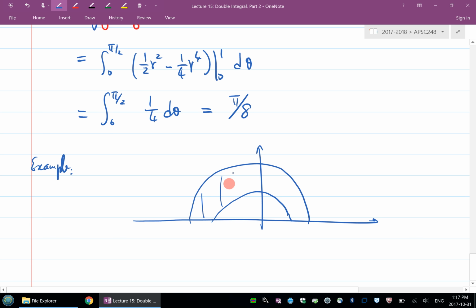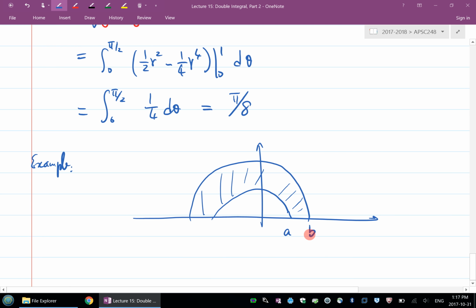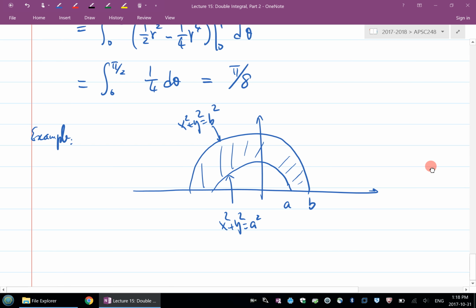So the region R here is a half donut, basically sandwiched by two circles. So this is the region R and C. Now we're trying to evaluate this double integral, y dA here.